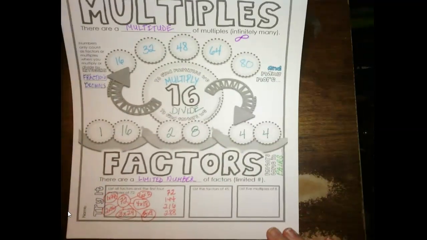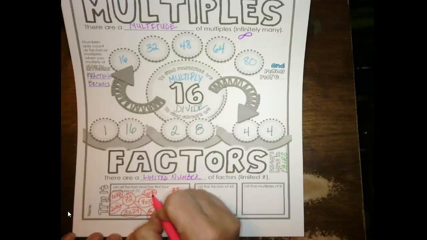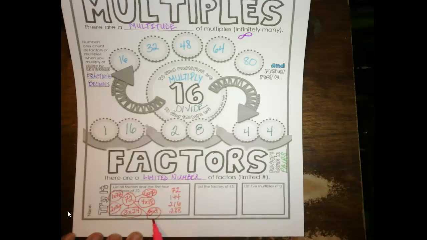All right. So let's look at this. These are all the factors of 72. 1 times 72, 2 times 36, 3 times 24, 4 times 18, 6 times 12. Doesn't look like a 12, but it is a 12. And 8 times 9. So those are all the factors of 72. When we go with multiples, we're skip counting, basically. We're counting by 72. So 72, 144, 216, 288. Okay, so multiples is like skip counting.